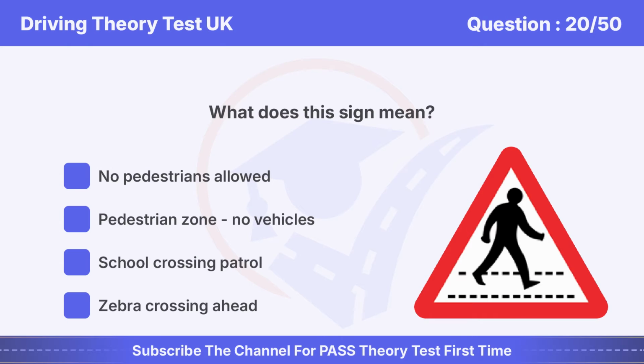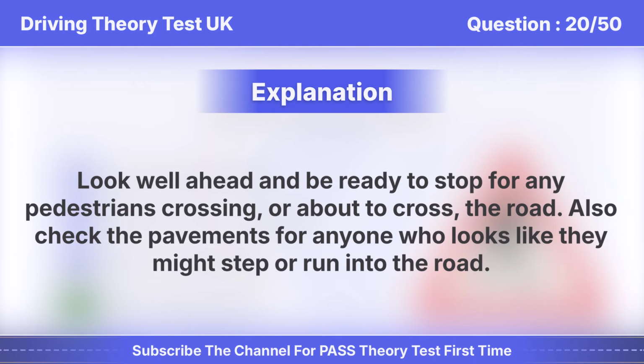Question 20. What does this sign mean? Answer is D, zebra crossing ahead. Look well ahead and be ready to stop for any pedestrians crossing or about to cross the road. Also check the pavements for anyone who looks like they might step or run into the road.